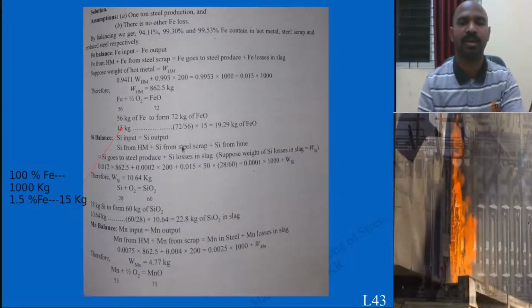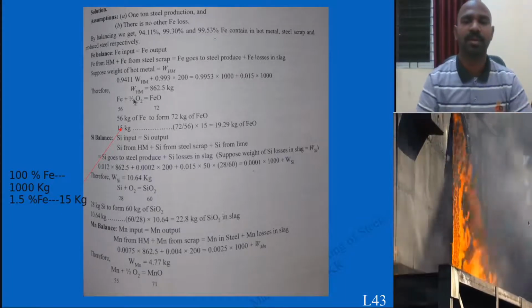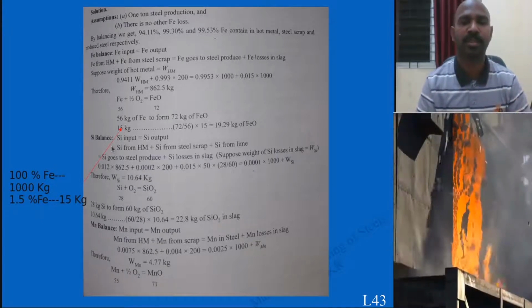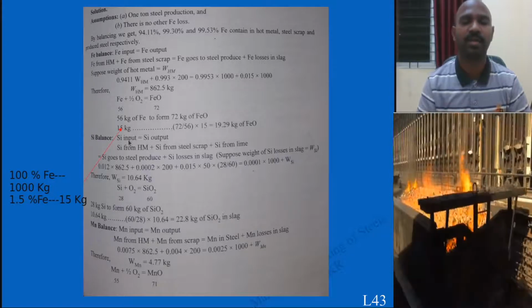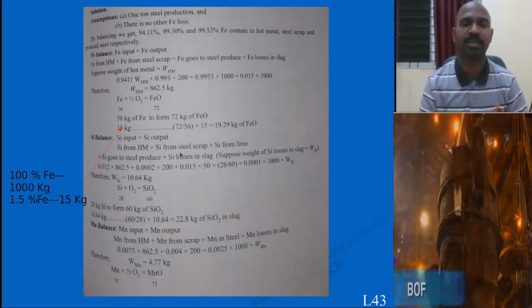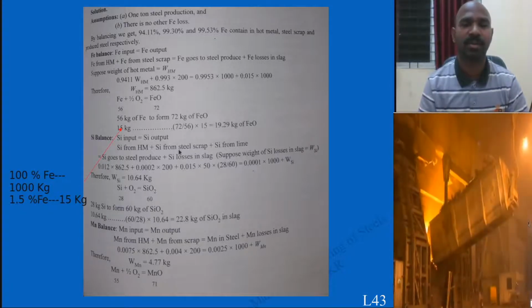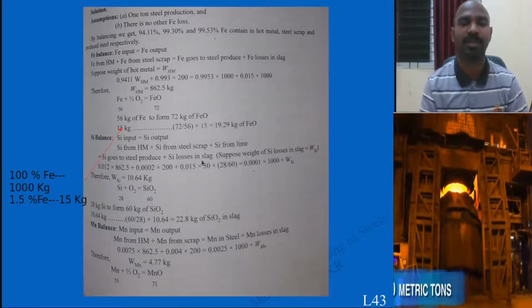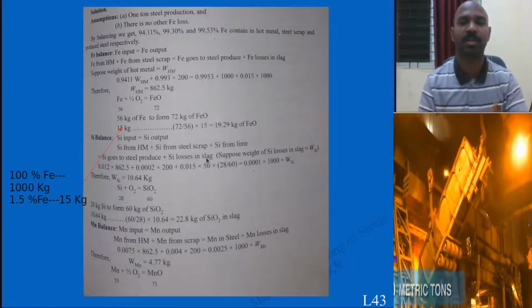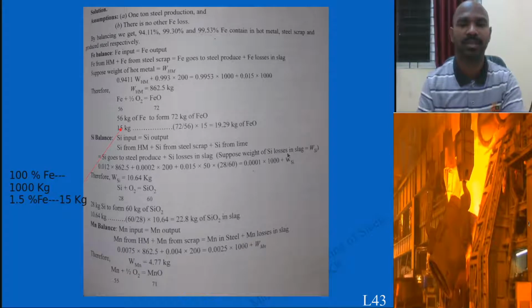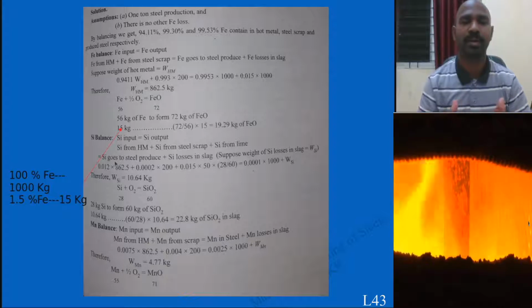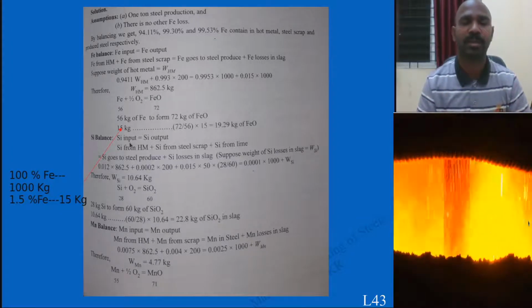Silicon is also in SiO2 form, slag forms. This general knowledge one needs to keep in mind. FeO, next SiO2. How do you calculate for the SiO2? Si input, Si output. Si from hot metal, Si from steel scrap, Si is there in lime, that is input. Output, Si is also going into the steel, Si losses in the form of slag. This is what you are supposed to calculate. Assume that the weight of the silicon slag is WSi. So write down this particular thing and substitute the values as it is.